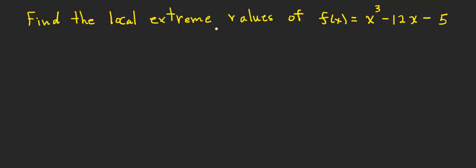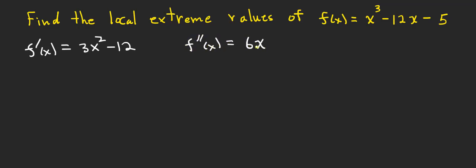It says find the local extreme values of f of x equals x cubed minus 12x minus 5. And since we just talked about finding the local extrema using the second derivative test, let's use our second derivative test to find the local extreme values. So in order to do that, we need to find the first derivative. To find the critical points, you get 3x squared minus 12. And what is the second derivative? It's going to be 6x.